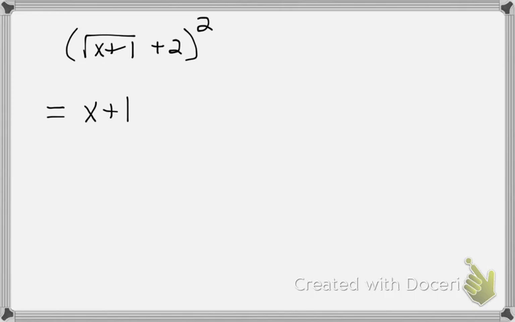Plus 4? No, not plus 4 yet. You got your 2ab. Oh yeah. So what happens if you do square root of x plus 1 times 2? Well, it's 2 square root of x plus 1. Outside times outside, inside times inside. So 2 square root of x plus 1, double it, 4 square root of x plus 1. That's your 2ab. Plus your b squared is 4.